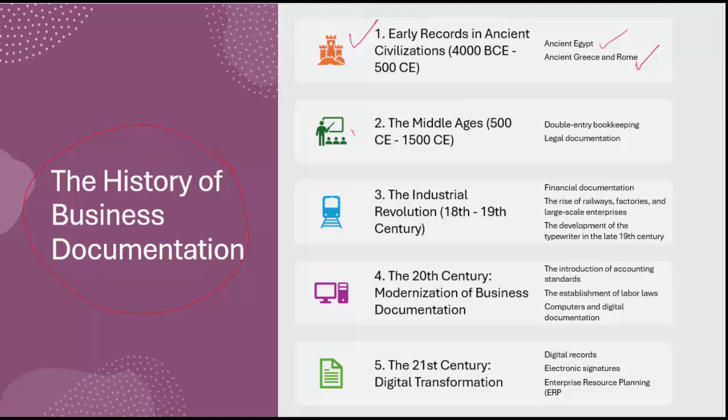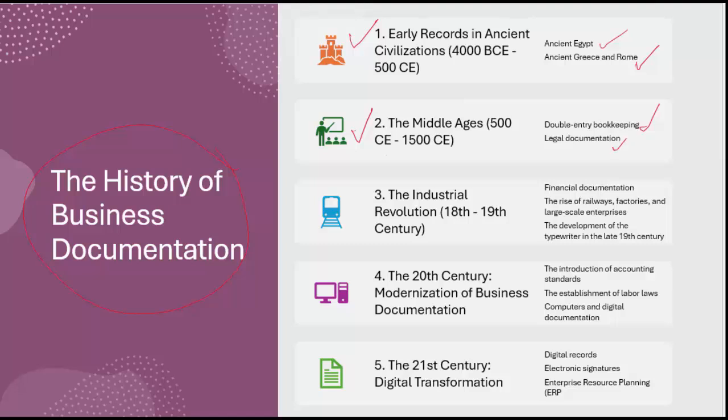2. The Middle Ages, 500 CE to 1500 CE. During the medieval period, the growth of commerce across Europe led to a more widespread use of written business records. As trade routes expanded and banking systems began to develop, merchants needed a reliable way to track debts, credits, and transactions. Double-entry bookkeeping emerged in the late 13th century in Italy, particularly in cities like Venice and Florence. The practice was formalized in 1494 by Luca Pacioli, an Italian mathematician and Franciscan friar, in his book Summa de Arithmetica. Double-entry bookkeeping became a fundamental innovation in business documentation, allowing businesses to keep accurate records of assets and liabilities.